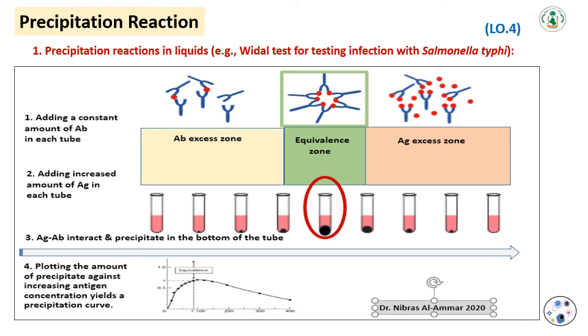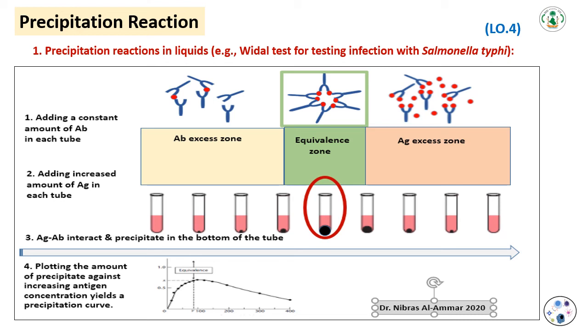Precipitation reaction in liquid. For example, the Widal test for testing infection with Salmonella typhi. Here in this diagram, you see that a constant amount of antibody is added in each tube, then an increased amount of antigen is added in each tube. That means we increase the quantity and concentration of antigen in each tube. Antigen and antibody interact and precipitate at the bottom of the tube.